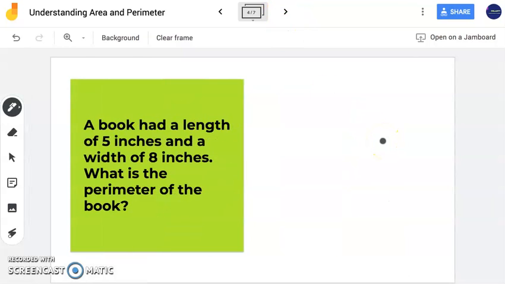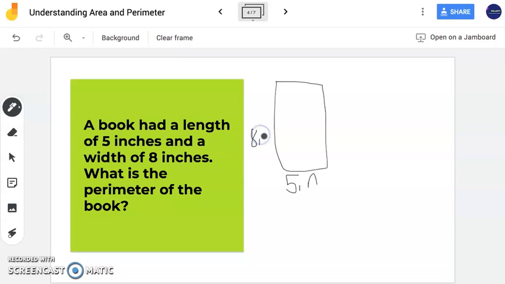Just like this next one, speaking of reading, we have a book. A book had a length of 5 inches and a width of 8 inches. What is the perimeter of the book? First thing I'm going to do is draw out my book. I notice that my book is 5 inches, and again, notice I'm labeling everything. My length is going to be 8 inches here.